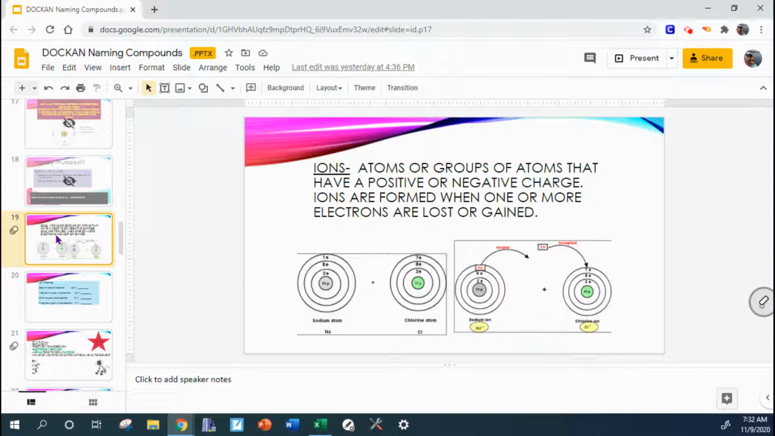So we're going to move on and talk about ionic compounds. Ionic compounds contain ions, which are atoms or groups of atoms that have a positive or negative charge. Ions are formed when one or more electrons are lost or gained. In this picture you can see sodium is giving away one of its electrons, and chlorine is accepting it, taking it on. Because of that, you get a positive charge for sodium and a negative charge for chlorine, and that's how an ionic compound is formed.